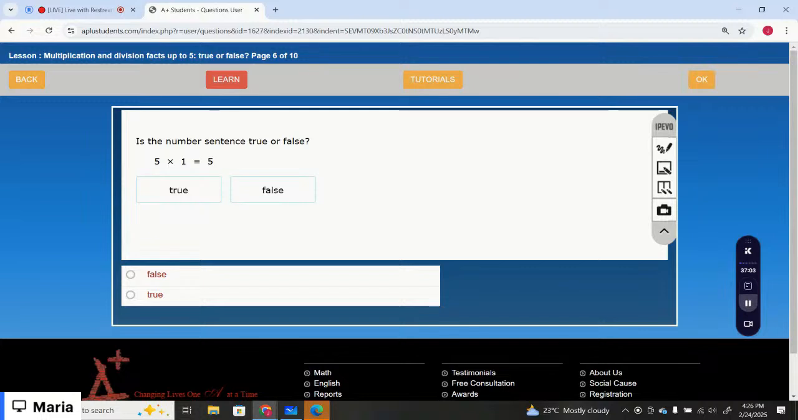Is the number sentence true or false? 5 times 1 equals 5. That is true. 5 times 1 is 5.